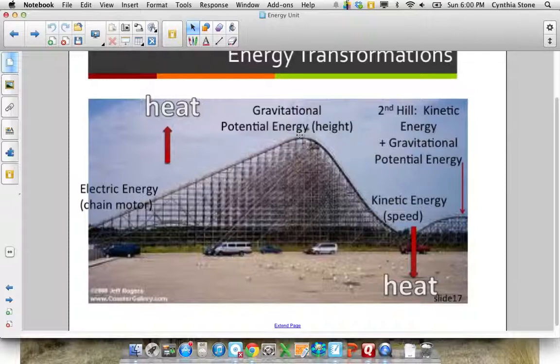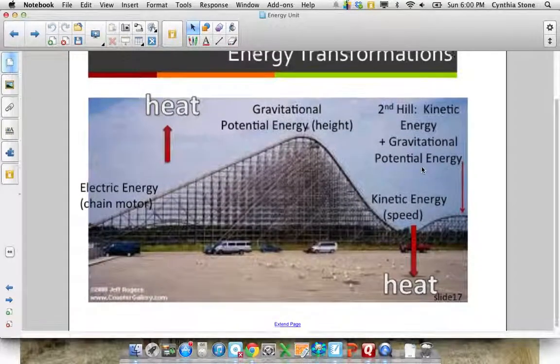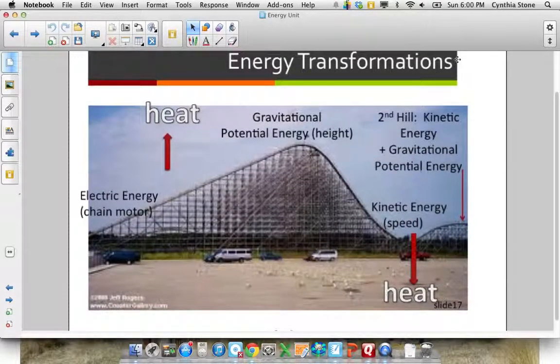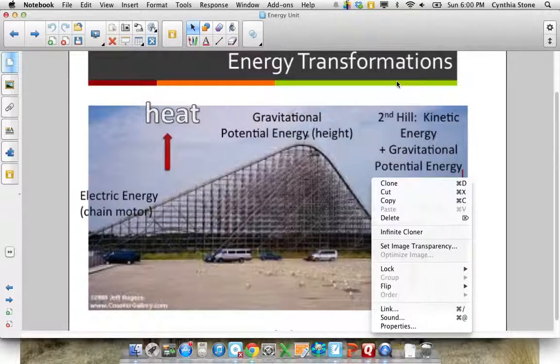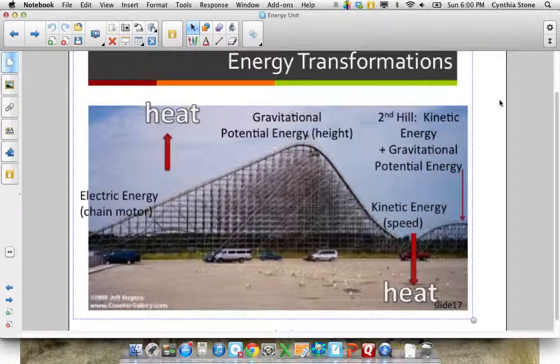Anyway, so at the top of the first hill, it's got just gravitational potential. At the bottom of that hill, it's just got kinetic. And then on the second hill, it's got some kinetic and some gravitational. Anyways, that's a bit of a long note, but that is the introduction to energy, and I don't really have any assignments for you to work on yet. Just absorb that, and then tomorrow you can watch the work video and hopefully work on your forces assignments.